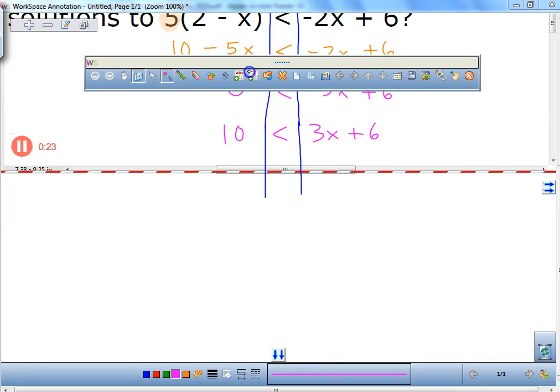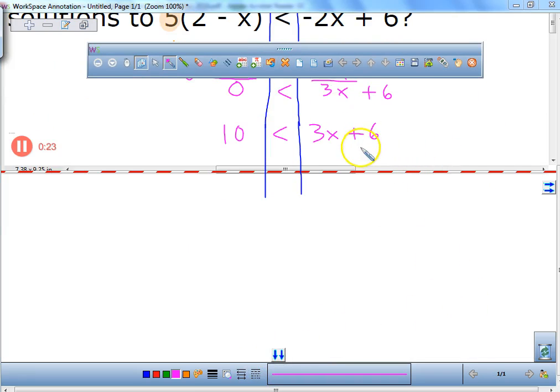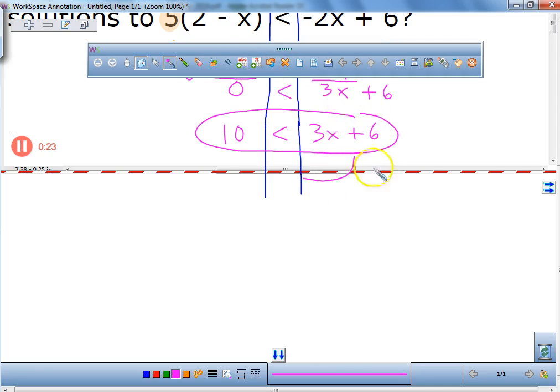Now, something I want you guys to do right now in your minds. I want us to take this right here, and I want us to rotate it. See if you guys can rotate it in your mind. So if I rotate this, if I turn it around, I'm going to put 3x plus 6.